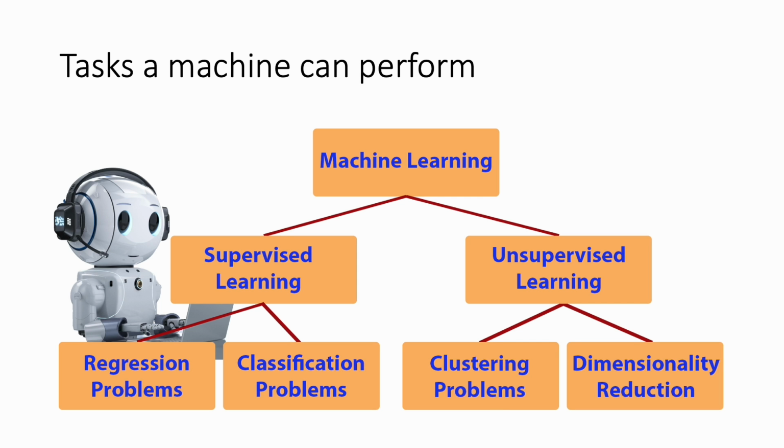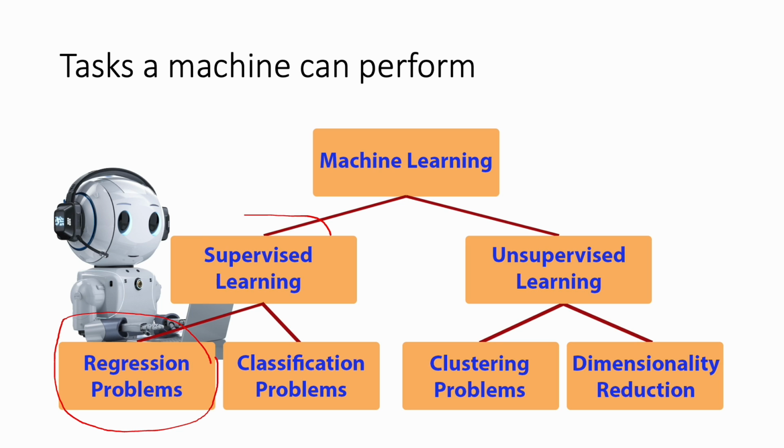Before we go on to the discussion on linear regression models, let's remind ourselves that machines can basically perform supervised learning and unsupervised learning. And in supervised learning, the machines can perform regression models and classification models. That is, machines can solve regression problems and classification problems. Regression problems are the problems in which the target variable or the dependent variable is a continuous variable.